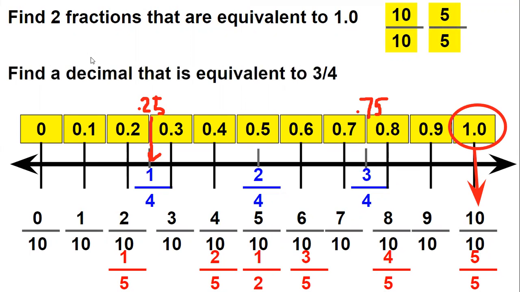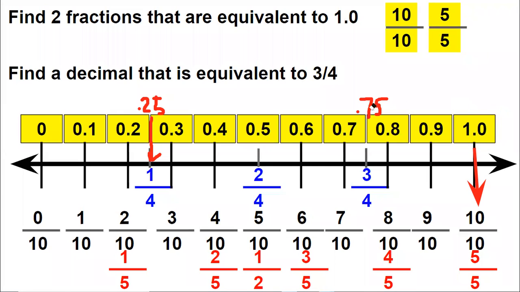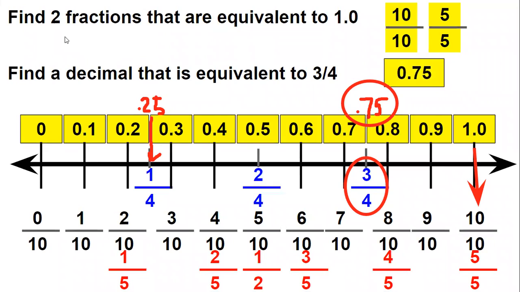Okay, find a decimal that is equivalent to 3/4. Let's erase this. So let's find 3/4. Where is that? We circle it. Now we need a decimal that's equivalent to 3/4. Which one would it be? What is 3/4 worth? 3/4 are worth how many cents? 75 cents. You should find this one. So let's hope that's what pops up here. Yay, there it is. Okay.